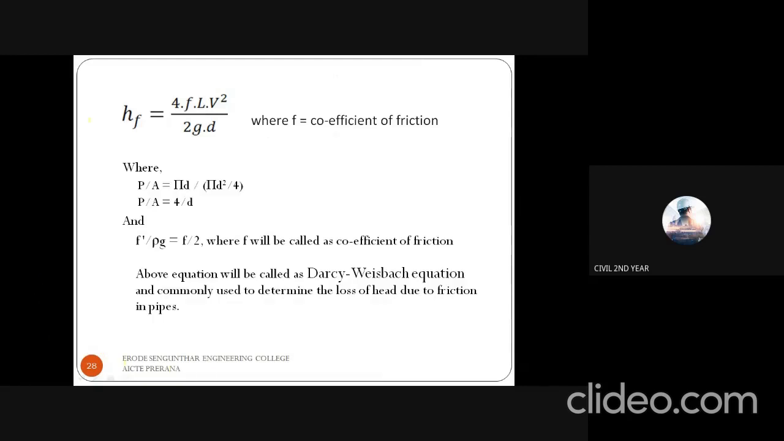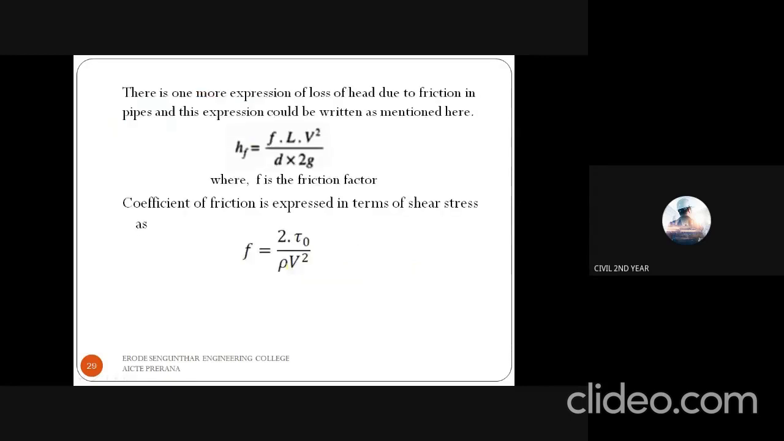So in the above equation, HF is equal to 4F L V square divided by 2G into D, and we call it the Darcy-Weisbach equation. The Darcy-Weisbach equation is commonly used to determine head loss due to friction in pipe. This is the basic derivation formula, we have to note it down.